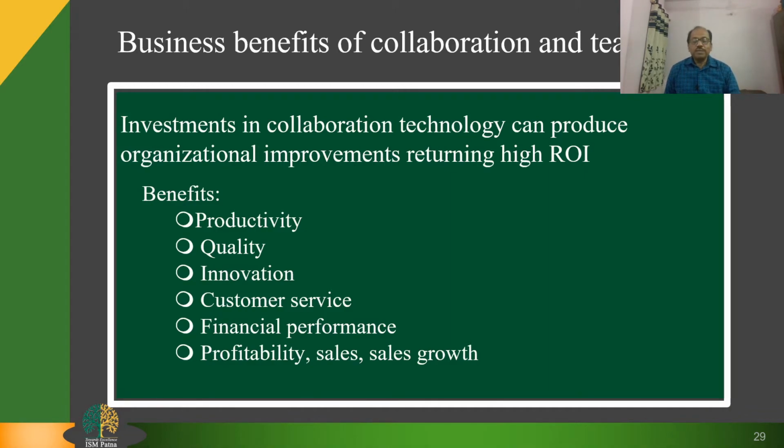However, business and academic communities generally regard collaboration as an essential driving factor in business success. Firms that collaborate more make more money. Collaboration can improve productivity, product quality, and customer services.